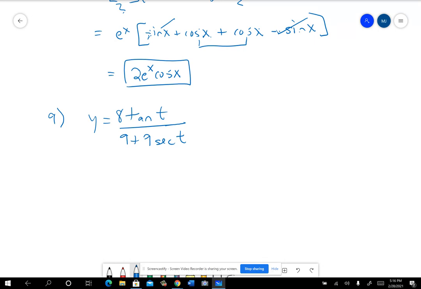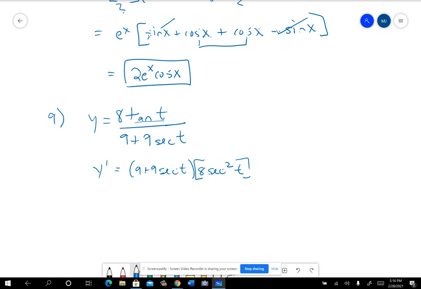So, and I just need the first derivative. All right. So I'm going to do low times the derivative of the high, which would be 8 secant squared t. Because remember the constant multiple rule, you can bring the 8 out and then do the derivative of tangent t. And the derivative of tangent is secant squared.